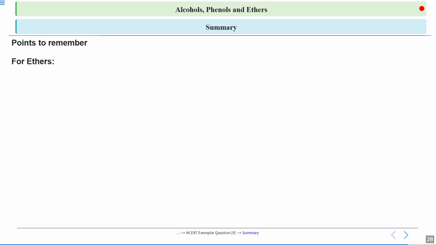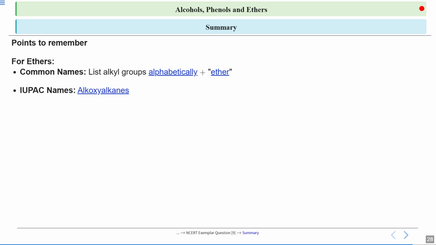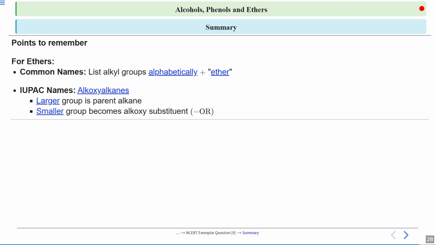For ethers, the common name is written in this manner: you first list the alkyl groups around the oxygen in alphabetical order, and then write the word ether after it. For the IUPAC name of ethers, you name it in the format alkoxy alkanes. The larger carbon group will be the parent alkane, and the smaller carbon group becomes the alkoxy substituent, which is OR, so the alkyl along with the oxygen. This is what we have learned today, and these are the points you have to remember from today's lecture.